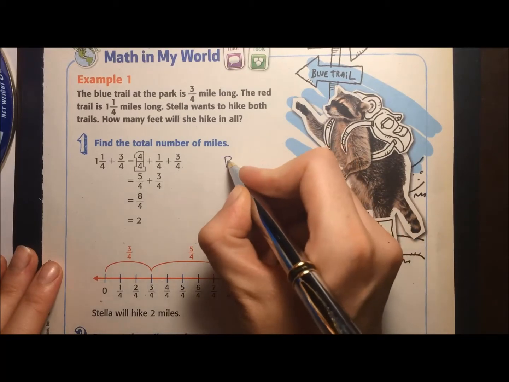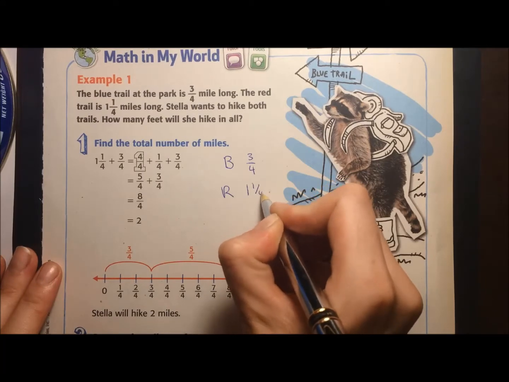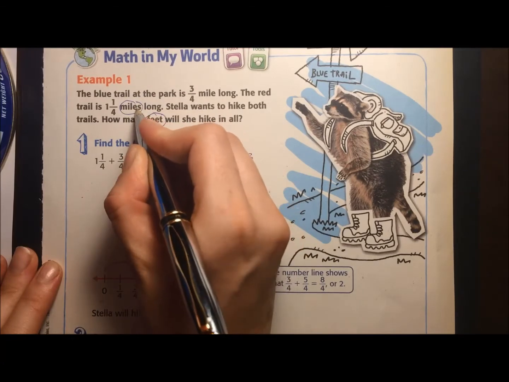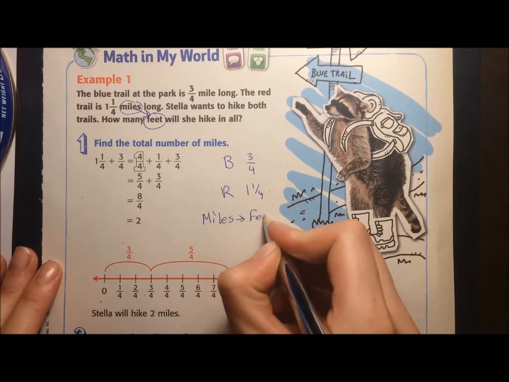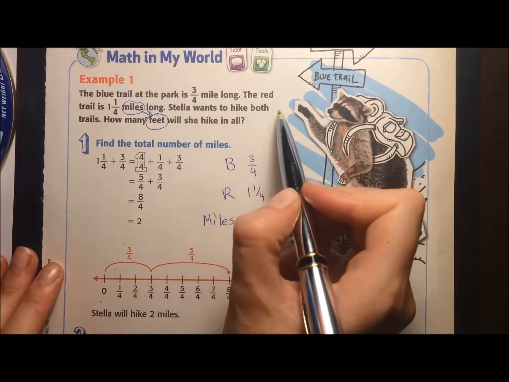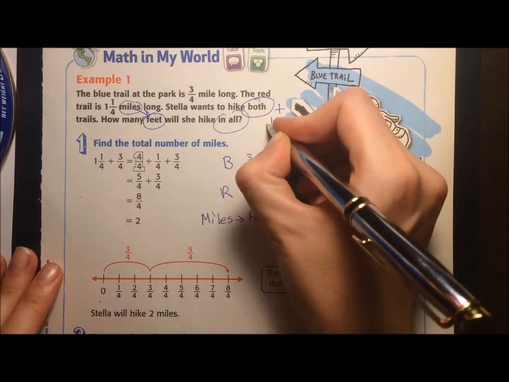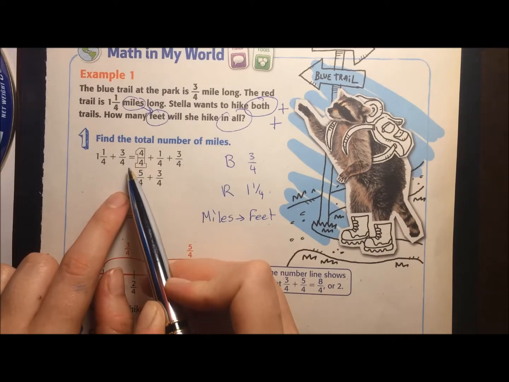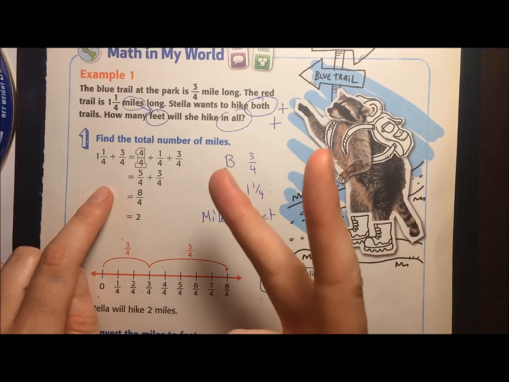First, I know that the blue trail is 3/4 and the red trail is 1 1/4. I see that we're going to have to convert from miles to feet. And it says both, she wants to hike both, and it says how many feet in all. So these tell me that it's an addition problem. So I need to add 1 1/4 plus 3/4, and then at some point I'm going to need to convert from miles to feet. So there's 2 steps here.